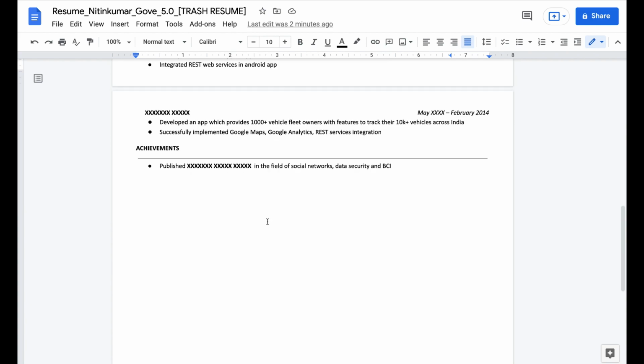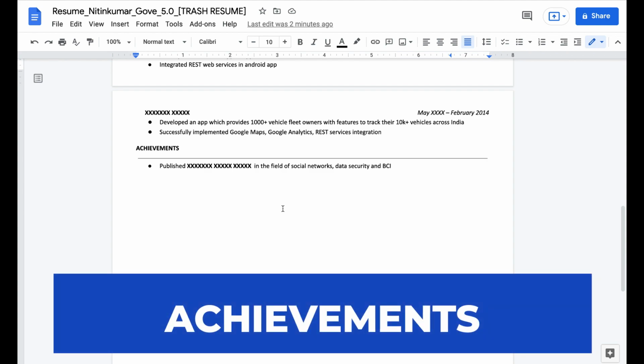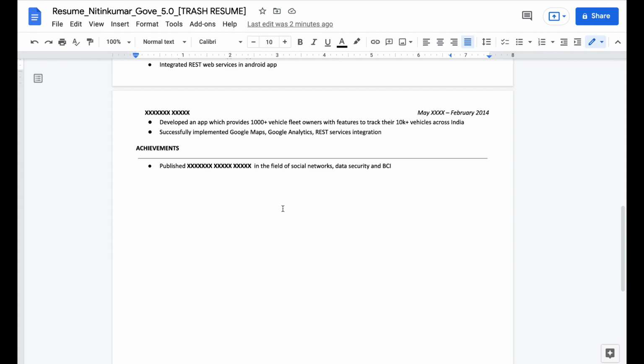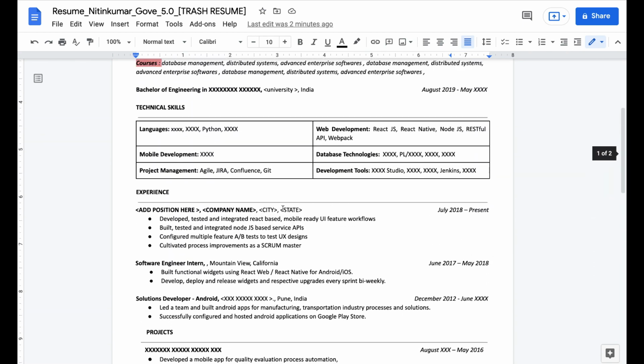Lastly, add an achievement section. If you don't have an achievement section, that just doesn't give a complete picture of your personality as a person to the recruiter and the hiring manager. So I definitely recommend that you should add the achievement section in your resume.